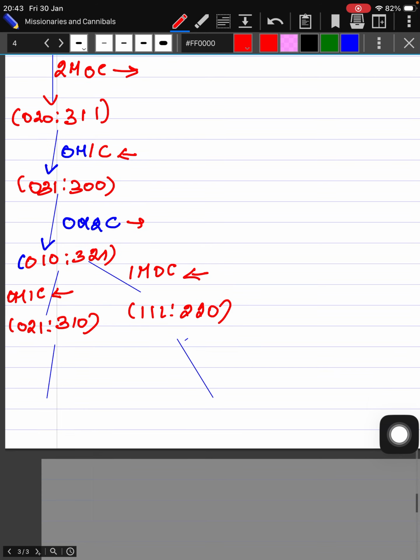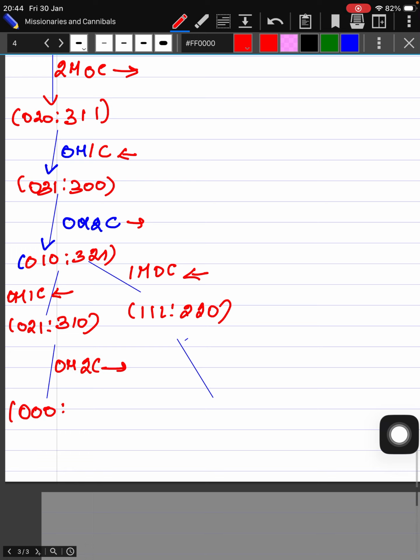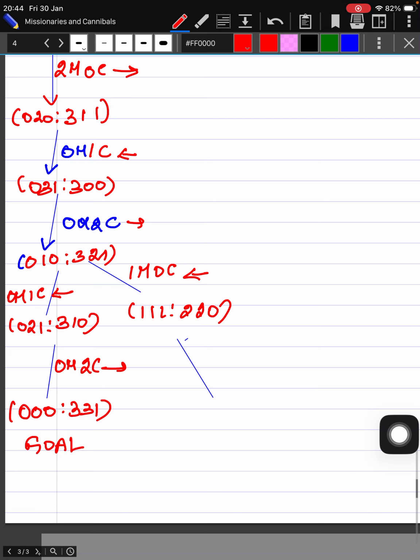So what can I do? In this side I have 2 cannibals. I can safely shift them to the right side. So I'll put 0 missionary, 2 cannibal to the right side, which will make my state 0, 0, 0 colon 3, 3, 1, which is nothing but my goal state. Okay, one possibility is done.